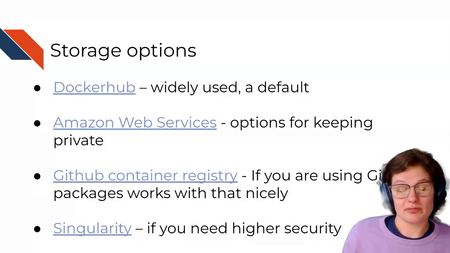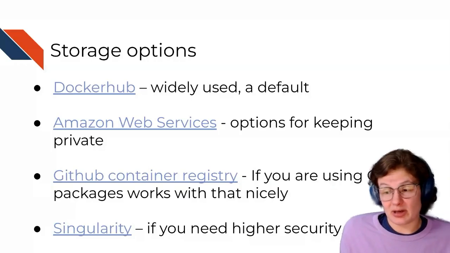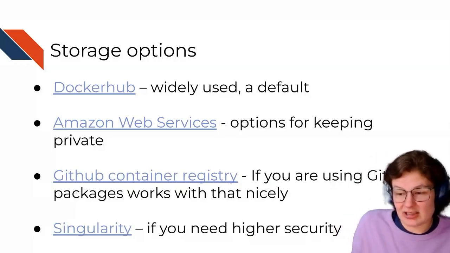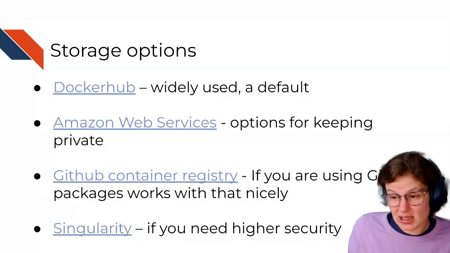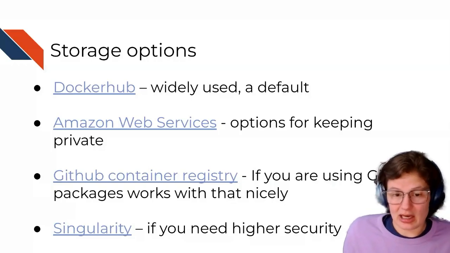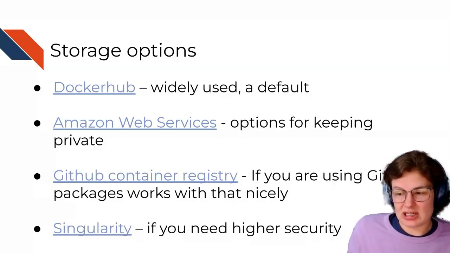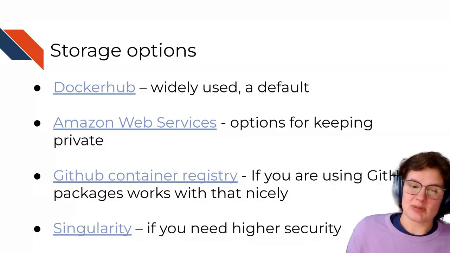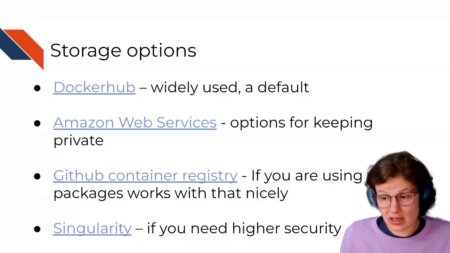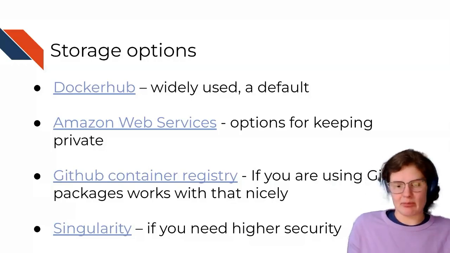So Docker Hub, widely used. It's kind of a default because it's been around, so it's kind of a go-to. Nothing wrong with it. But if you have some different needs for your project, you might want to consider something else. So Amazon Web Services. If you're already using AWS for something, that might be a great option.